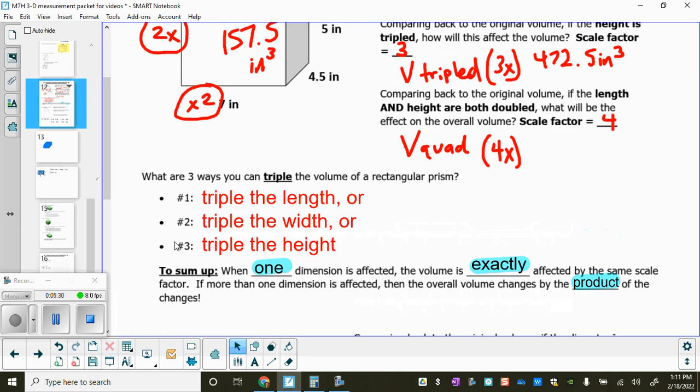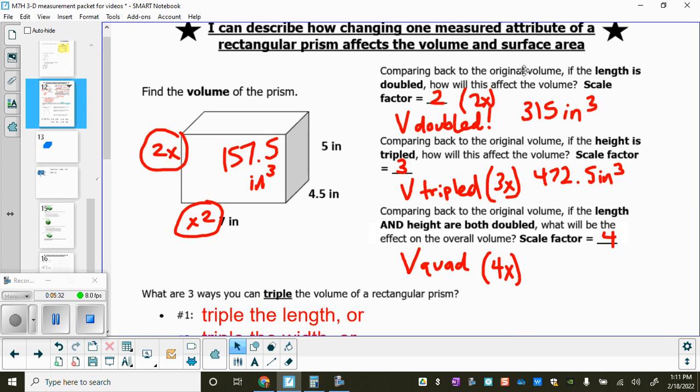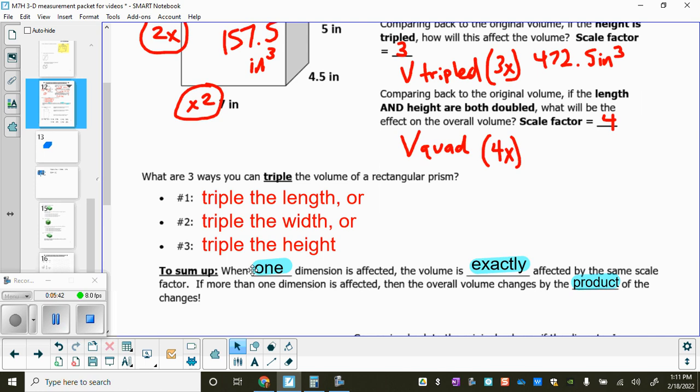What I mean by that, y'all, is up here. If only one dimension was changed, then the volume changed by that exact amount. If the length doubled, then volume doubled. If height tripled, then volume tripled. Okay, that's what we're saying here. When one dimension is affected, the volume is exactly affected by that same scale factor.